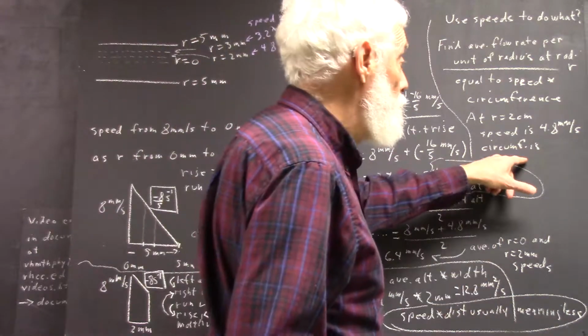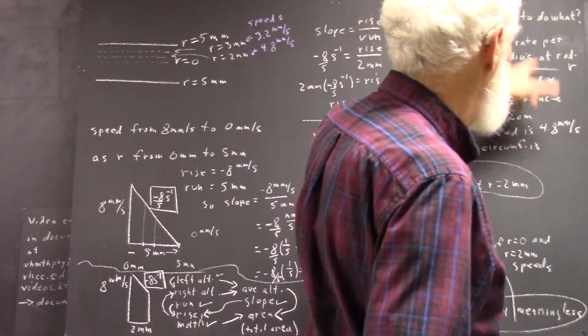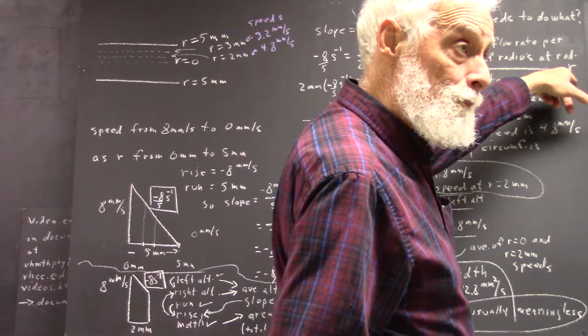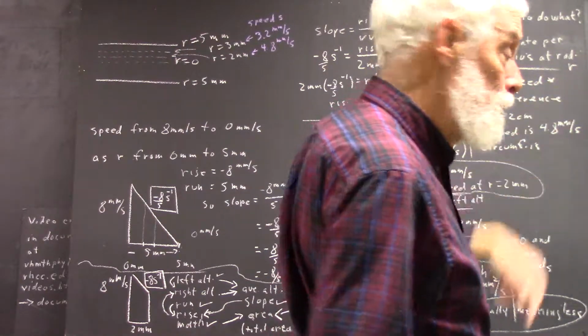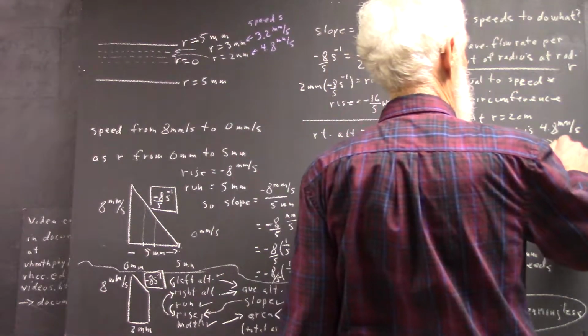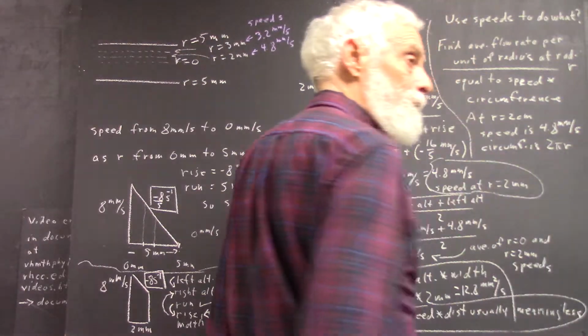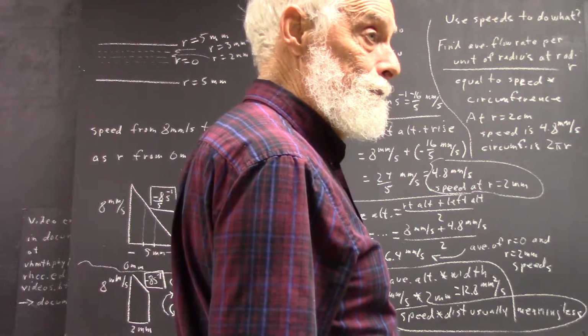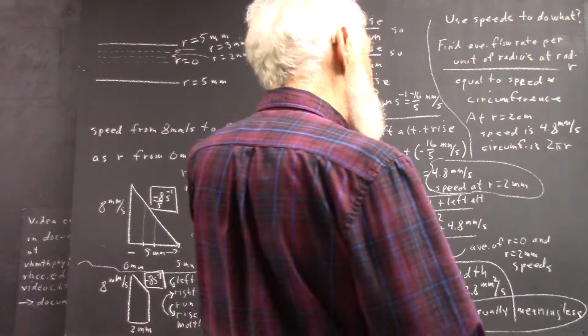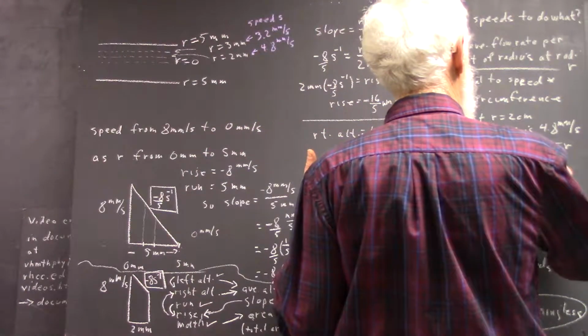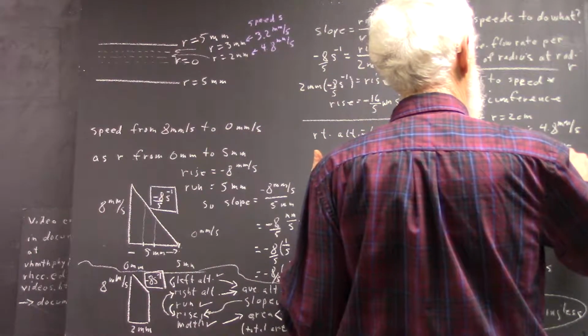Okay, well, the circumference is what? This is at radius R, right? The circumference of a circle of radius R is 2 pi R, right? Okay? And that's then 2 pi times 2 millimeters.